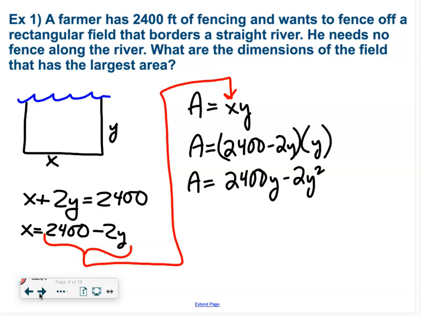All right, do we have a primary equation for what we want to optimize? Is it in terms of one variable? Okay, so our next step is to find the derivative and set it equal to 0. So go ahead and find the derivative, set it equal to 0, and then solve for y.